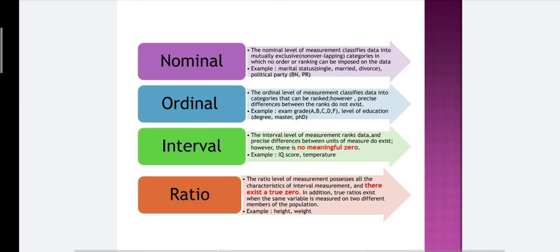Okay, the last one adalah, ini dinamakan scale of measurement. Okay, scale of measurement ada 4. Nominal, ordinal, interval, ratio, NOIR. Yang atas ni, the weakest one. Yang paling weak adalah nominal. The strongest one adalah ratio.